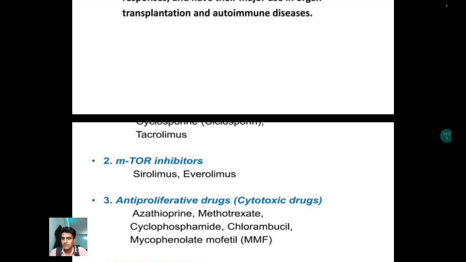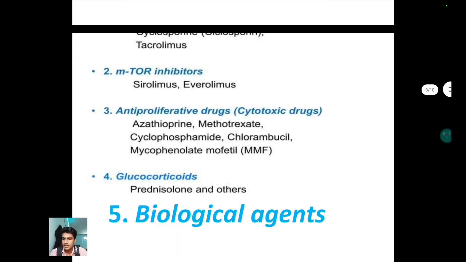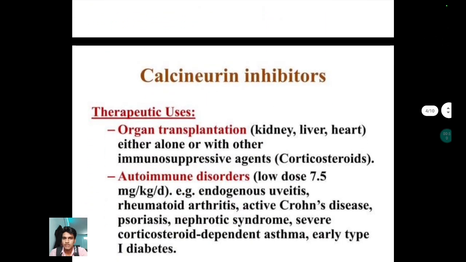Classification. First, calcineurin inhibitors. Example: cyclosporine, tacrolimus. Second, mTOR inhibitors: sirolimus, everolimus. Third, anti-proliferative drugs, also called cytotoxic drugs. Fourth is glucocorticoids. And the fifth type is biological agents.